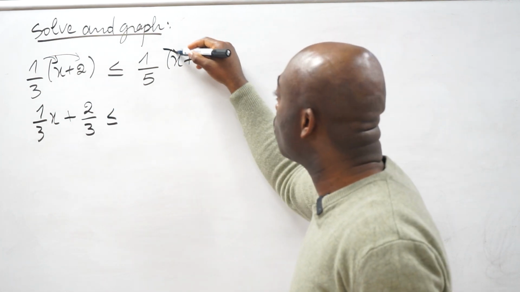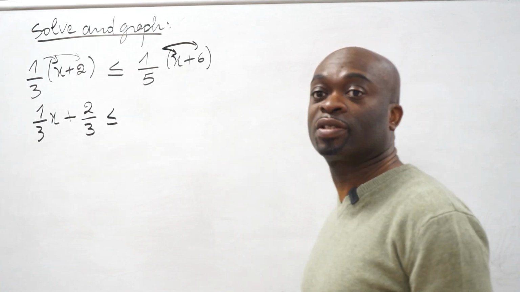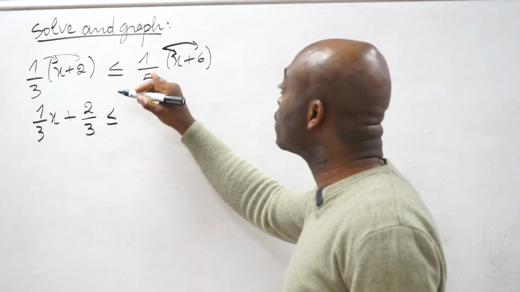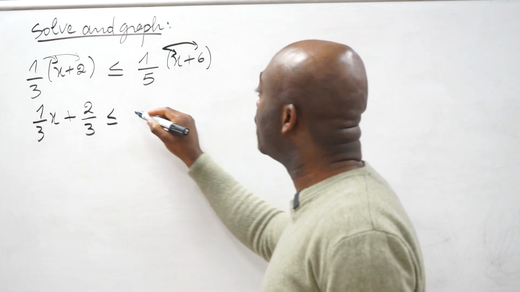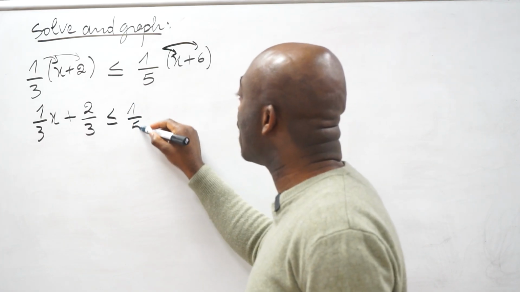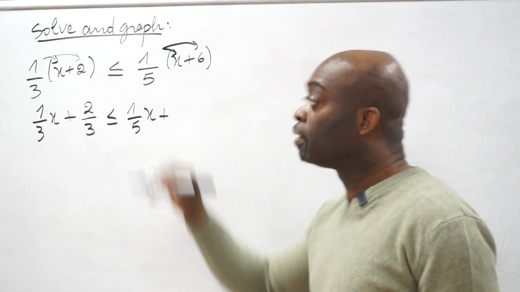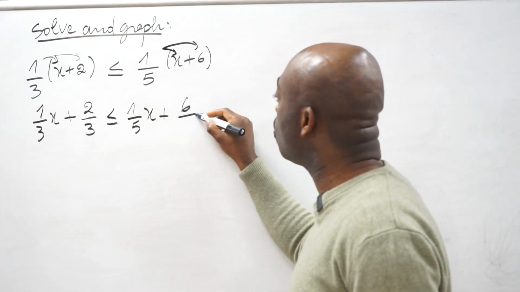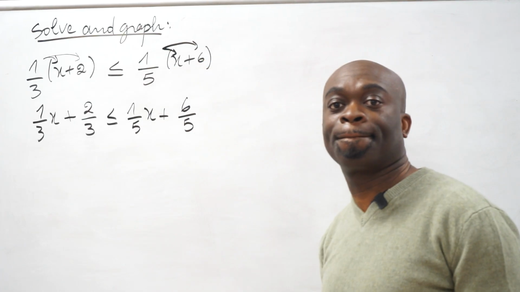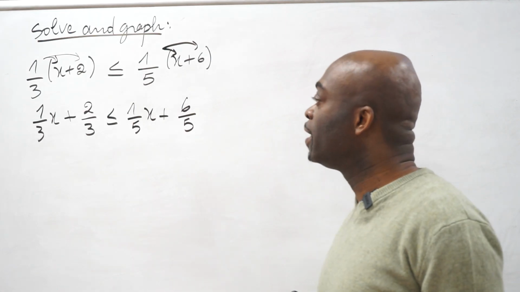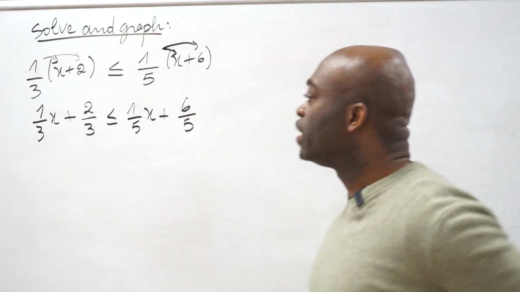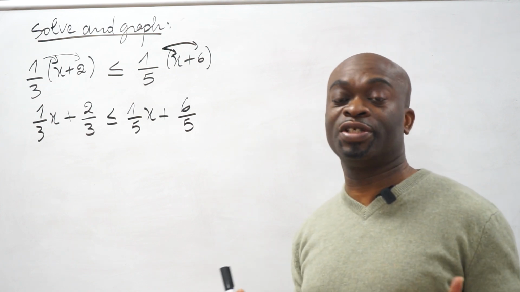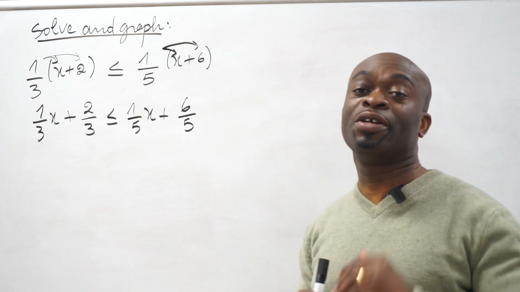So here we have 1 over 5 times x and 1 over 5 times 6. So what are we having here? 1 over 5 times x is 1 over 5x, plus 1 times 6 is 6 over 5. Are we good? Okay. Now after this one, we've got to find the lowest common denominator because we're dealing with fractions here. We don't want the denominator numbers.